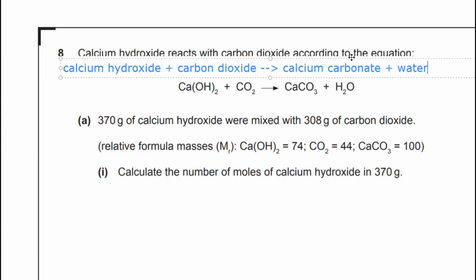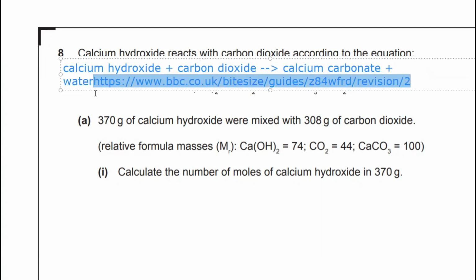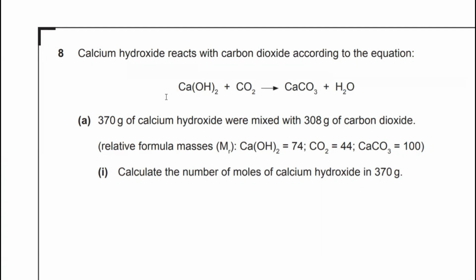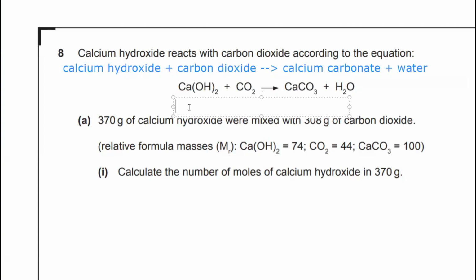Part 370 grams of calcium hydroxide were mixed with 308 grams of carbon dioxide, and it gives you your relative atomic mass for each of those as well. The relative atomic mass can be represented by M with a little subscript r, or RFM. I'm just going to put the masses underneath the equation here. So we've got 370 grams of calcium hydroxide, mixed with 308 grams of carbon dioxide. We don't know the mass of the products yet. We're not being asked about those yet, so we'll not worry about calculating those for the time being.